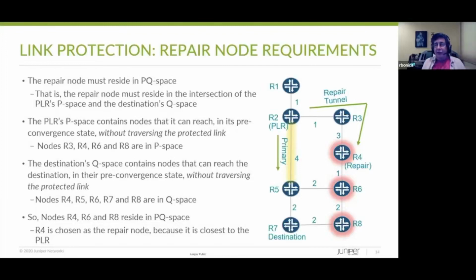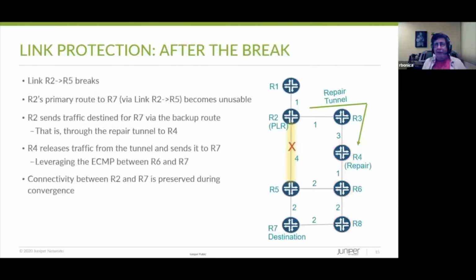So now we're looking for nodes that are in both the P and the Q space. And the intersection is R4, R6, and R8. So R4, R6, and R8 are all candidates for being the repair node. And in this case, we pick R4 as the repair node. The reason why is it's closest to R2. Also, it's going to illustrate a nice little point in a minute. So what happens after the break? The link breaks and becomes unusable. R2 starts sending traffic destined for R7 through the backup route, that is to R4.